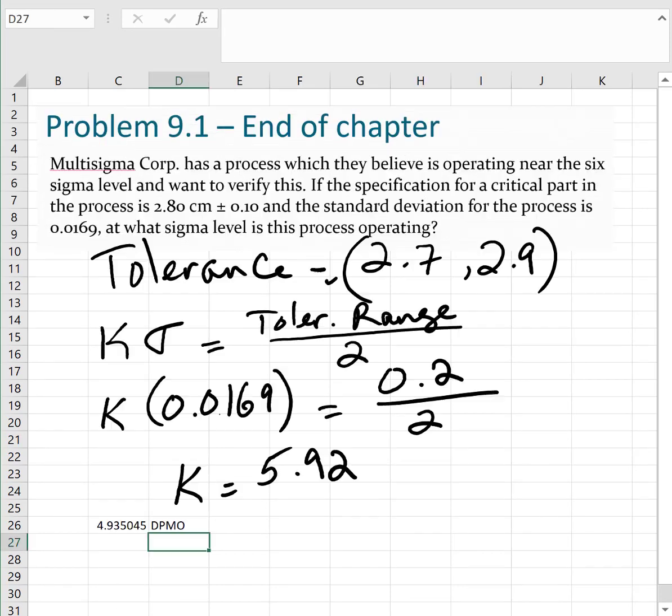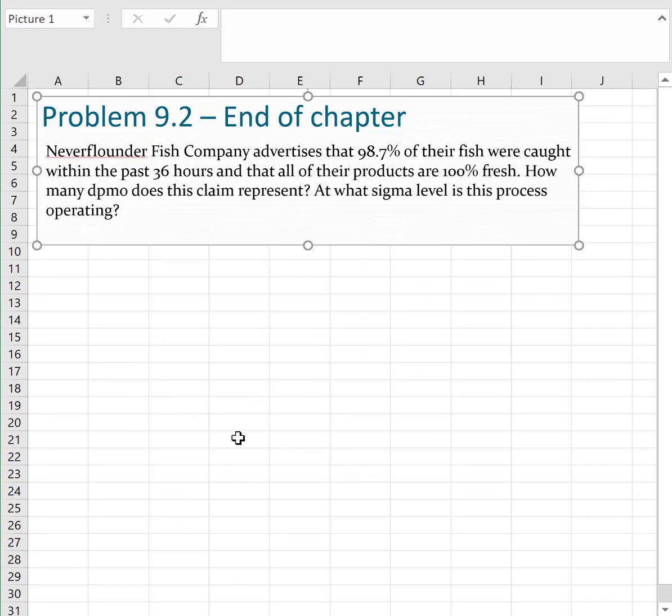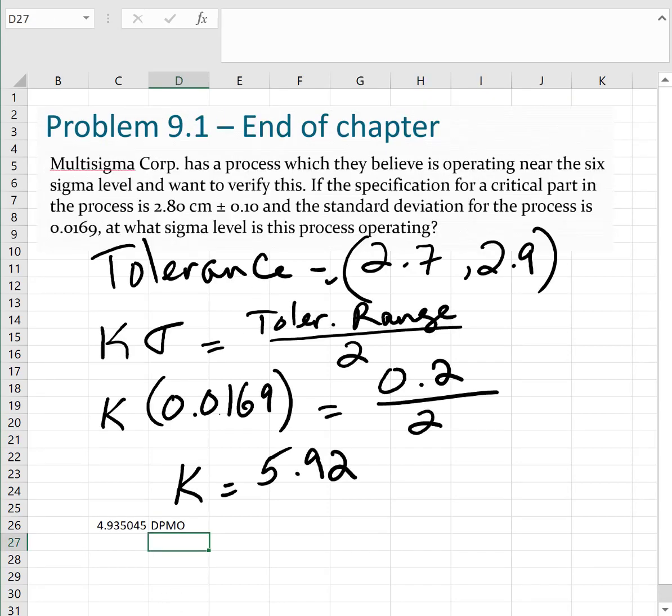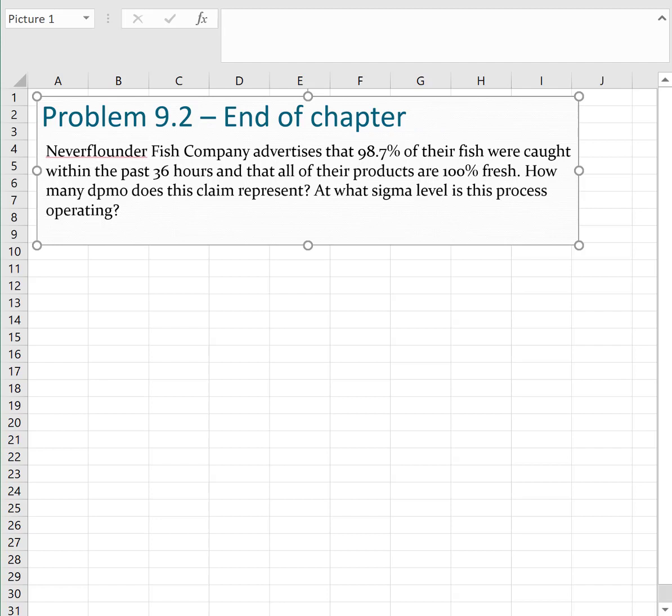This was the situation where we did know the standard deviation. This next one is where we don't know the standard deviation.